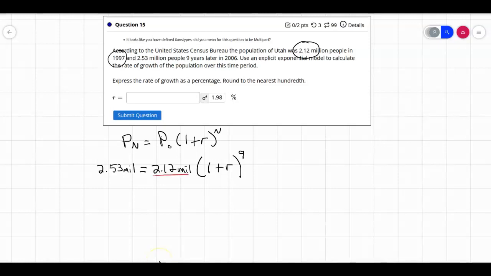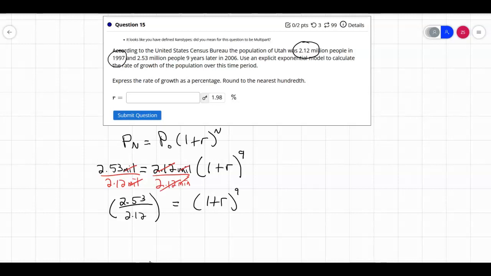The first step is a pretty simple one. We divide by the coefficient of this exponential and recognize that the millions reduce. We could have also moved the decimal place 6 places to the right, but the millions as a unit reduce as well. So I'm going to leave this, since we have to use our calculator anyway, 2.53 over 2.12. I will not get an approximation yet. So we have (1 plus r) to the 9th.